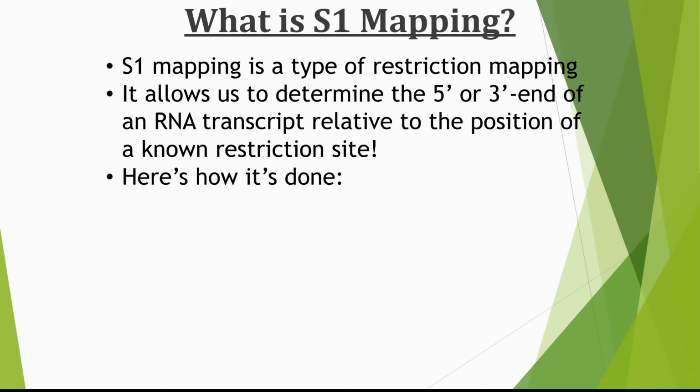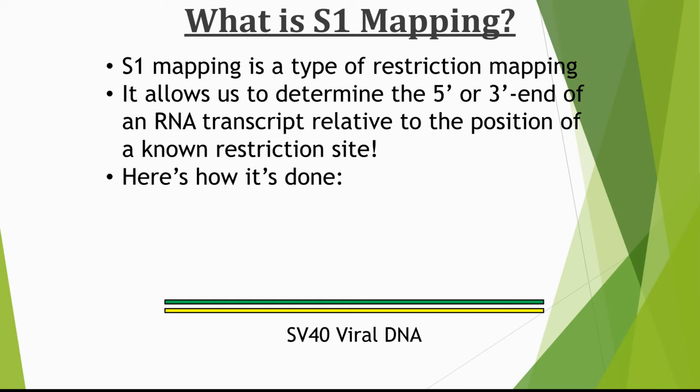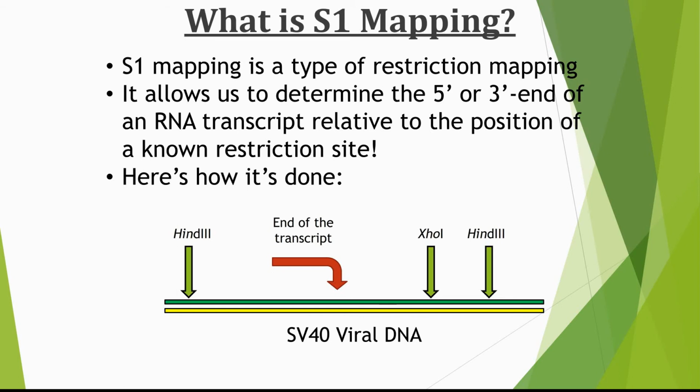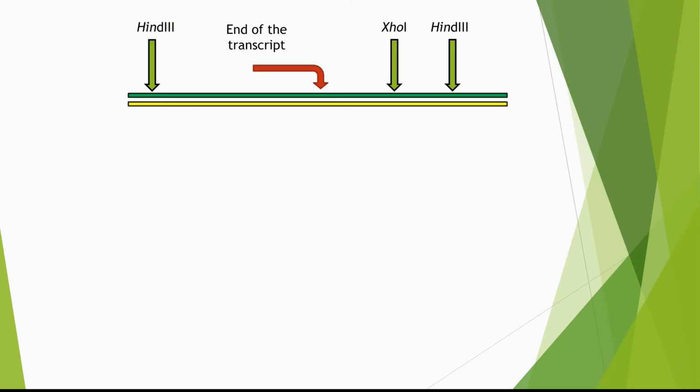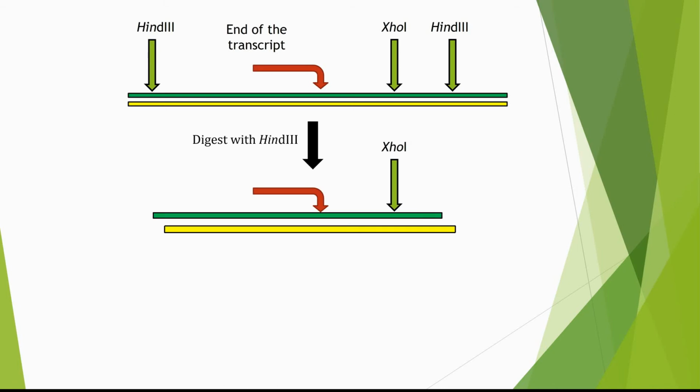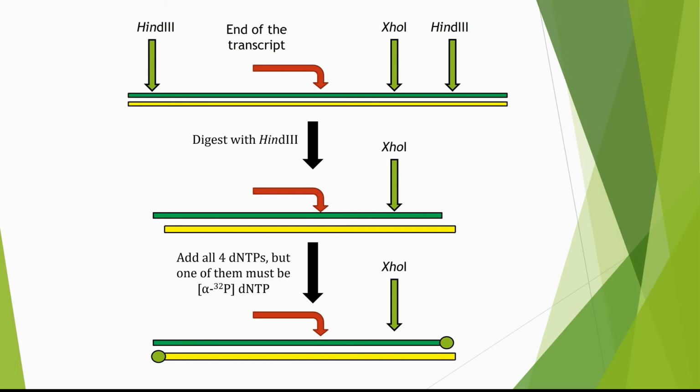In S1 mapping, we start out with double-stranded DNA, in this case our recombinant SV40 viral DNA, containing several restriction sites for different restriction enzymes to cut. Researchers are then going to cut the DNA, which is going to result in a fragment that contains part of the gene of interest and 5' overhangs. The next step is going to be to fill in those overhangs with a DNA polymerase reaction using all 4 dNTPs, but only one of them is going to be labeled. For example, alpha-32-phosphate labeled dATP.